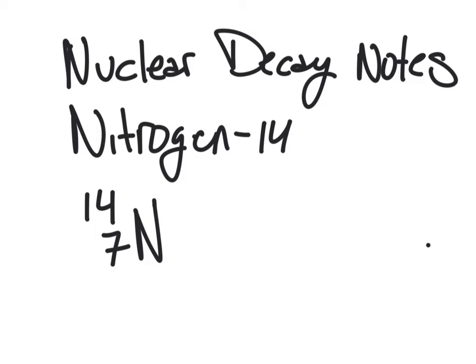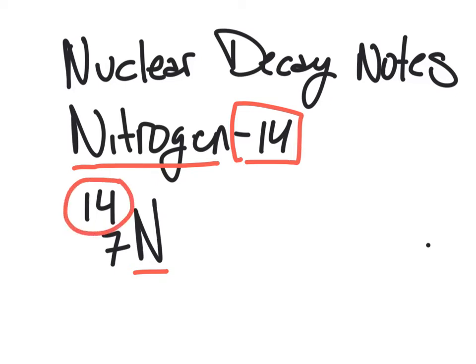Remember that in isotope notation, we write the name of the element, like nitrogen, dash the mass number. So this represents the mass of the nucleus with all of the protons and neutrons. We also learned how to write isotope symbol using the symbol of the element, nitrogen, showing its mass number on the top and its atomic number on the bottom.